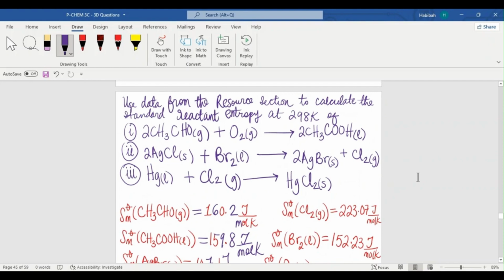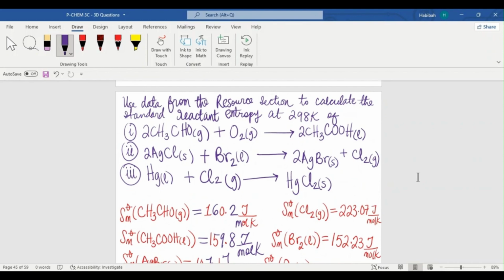So today we're going to be working on the question on the screen that says, use the data from the resource section to calculate the standard reaction entropy at 298 Kelvin of the following reactions. We have 3 different reactions here, and we're asked to use the data from the resource section to calculate the standard reaction entropy. Now, the first thing you have to note is that the resource section of the textbook we're using is the Atkins Physical Chemistry 11th edition.